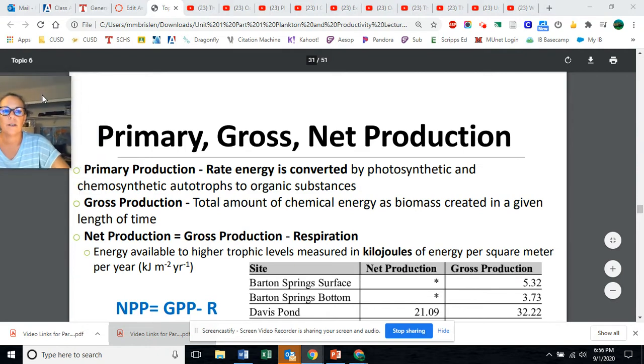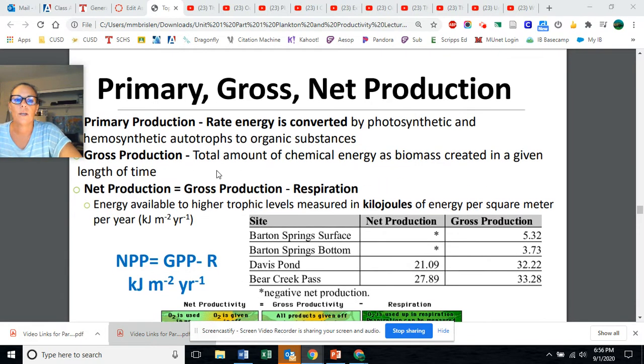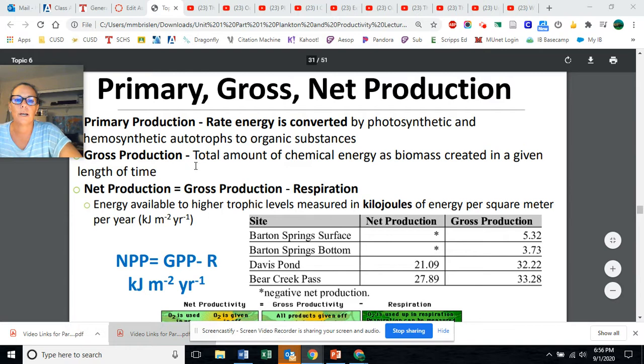I'm moving myself around here so I'm not covering up the words, but primary production is the rate at which energy is converted by photosynthetic and chemosynthetic autotrophs to organic substances. We often like to look at the gross production, that's the total amount of chemical energy as biomass created in a given length of time. We talked about how important it is to study productivity so we are certain that our oceans are healthy.